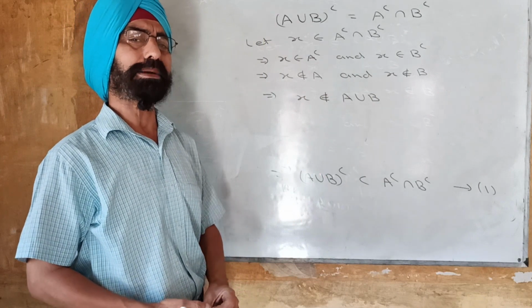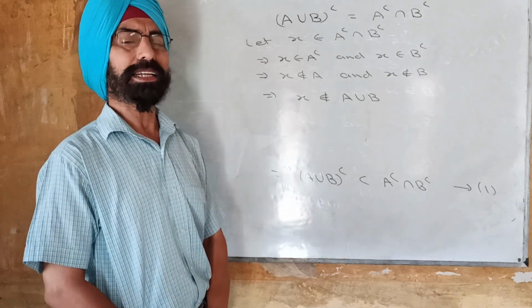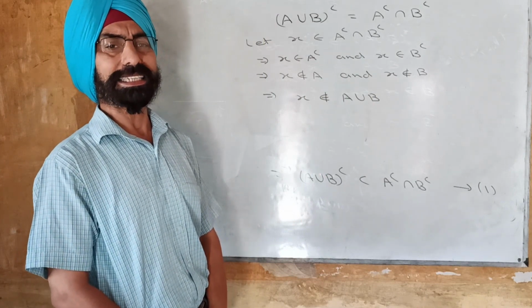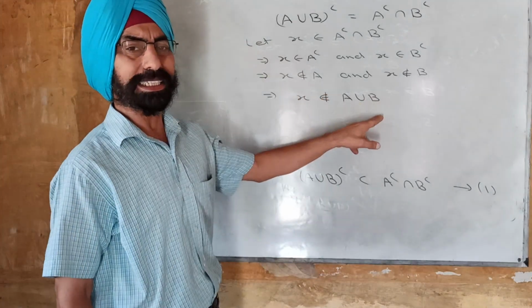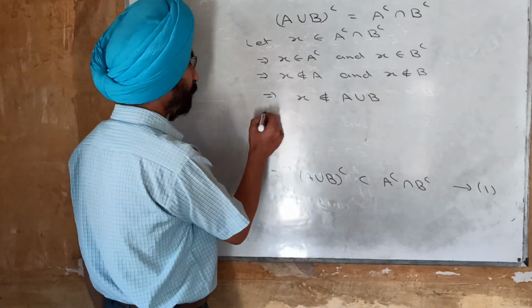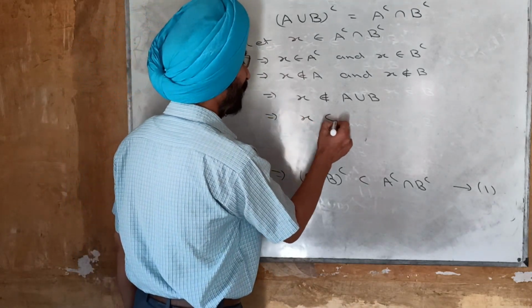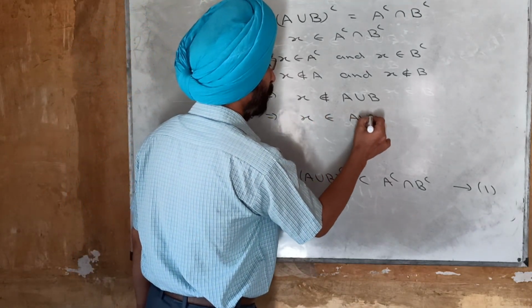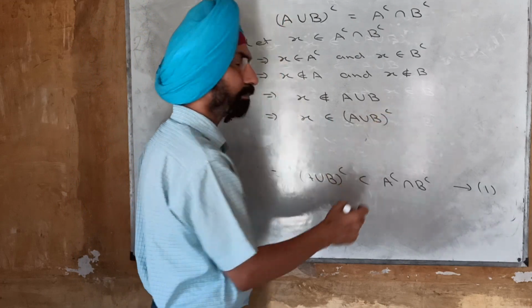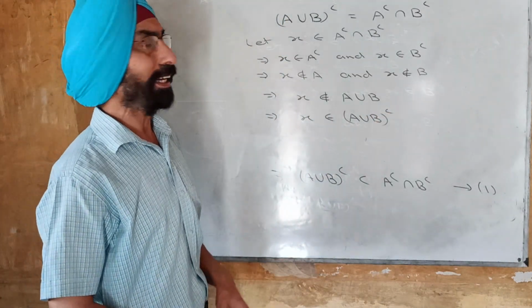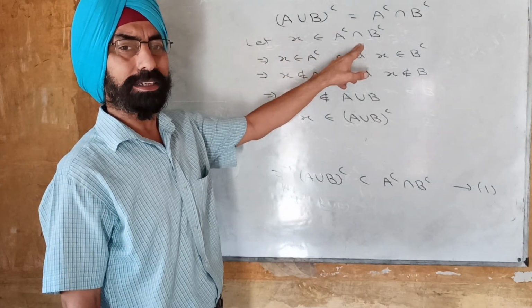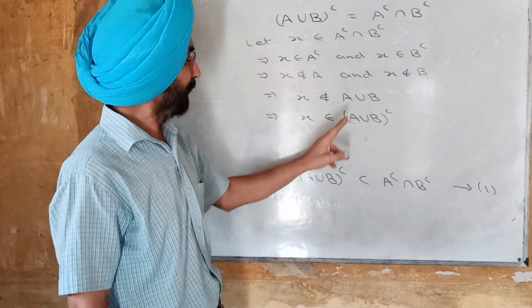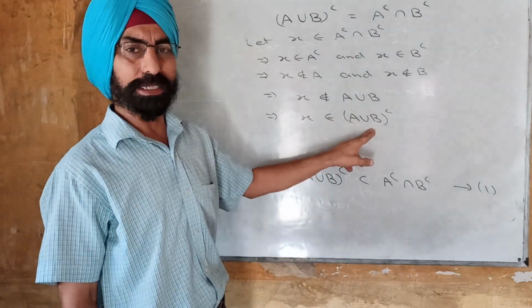If an element is not present in a set, then where is it? It is in its complement. Now X is not in the set A union B. That means X is in A union B complement. From where have we taken X? We have taken X from A complement intersection B complement. And where is X falling? X is falling in A union B complement.